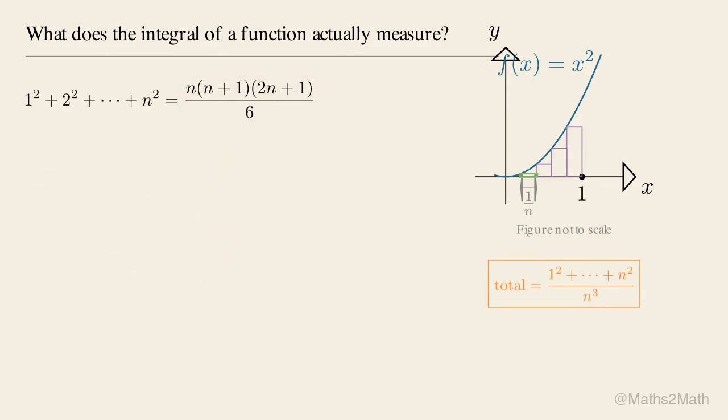For that sum, there is a classic counting formula. Do not take it on faith, test it. For n equals 2, 1 plus 4 is 5. The formula: 2 times 3 times 5 over 6, 30 over 6, 5. It works.